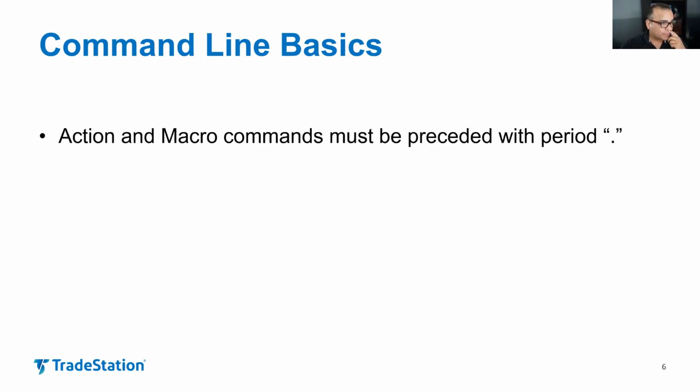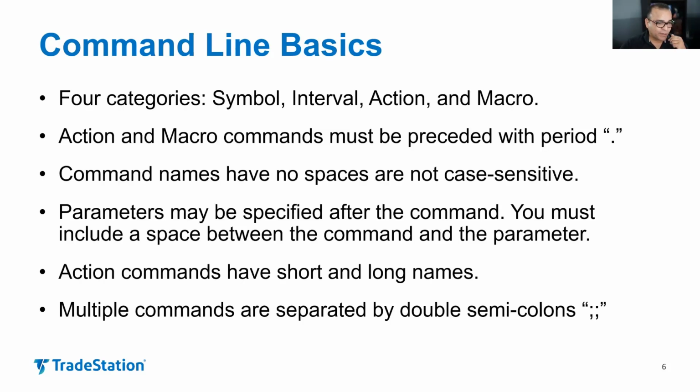For example, let me just open this up because they're in the wrong order. I misplaced my PowerPoint, but starting here from the very top, you have 4 categories of command lines. You have a symbol command line, an interval command line, an action command line, and a macro command line. We're going to look at an example of each one of those, but the most common ones are the first 2, symbol and interval. I'm pretty sure that everyone here has used those on your own personal platform.